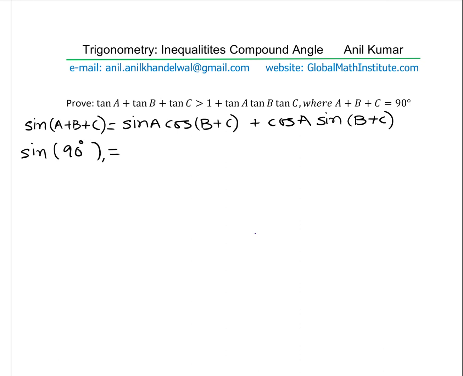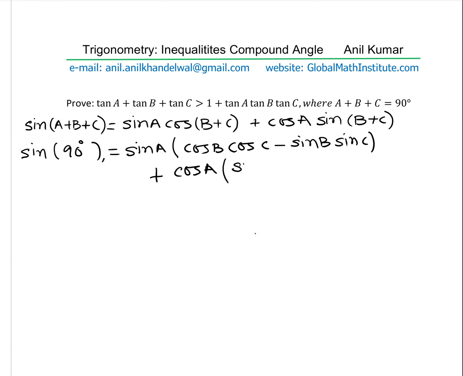is equal to, and expand this, sine A cos B cos C minus sine B sine C plus cos A times sine B cos C plus cos B sine C. Sine of 90 degrees is 1. So we can write this as 1 equals this.